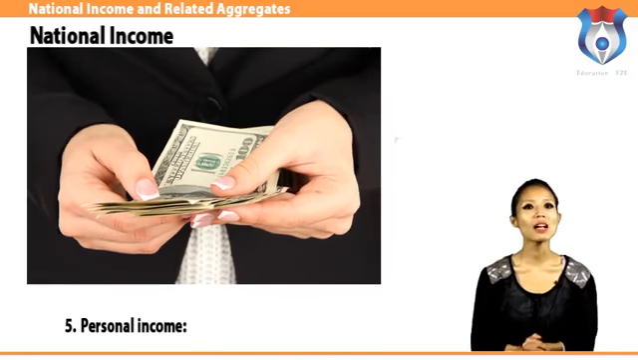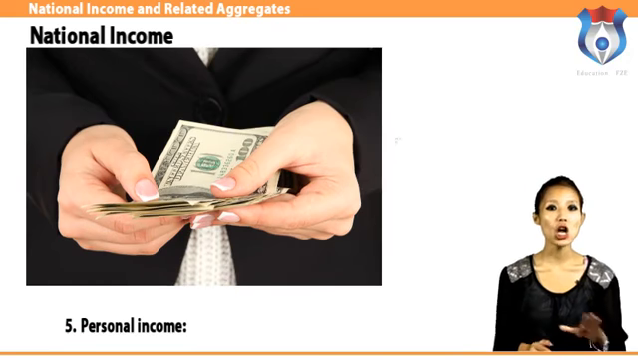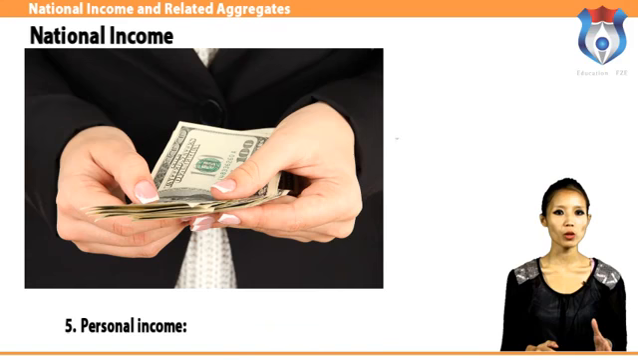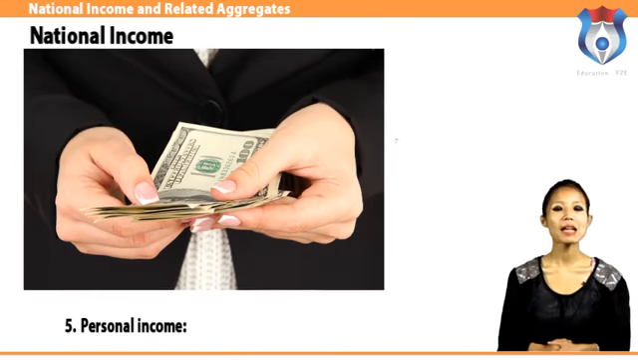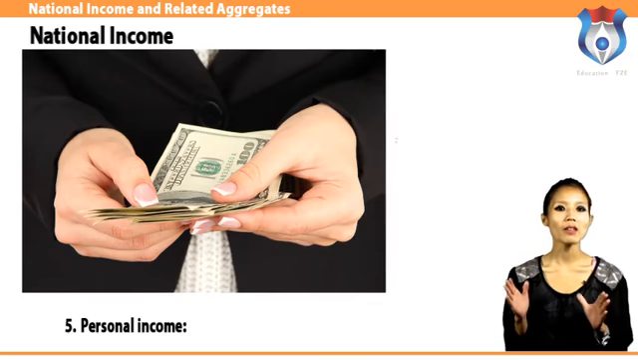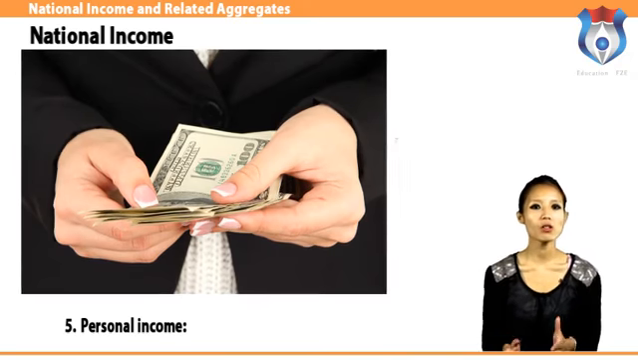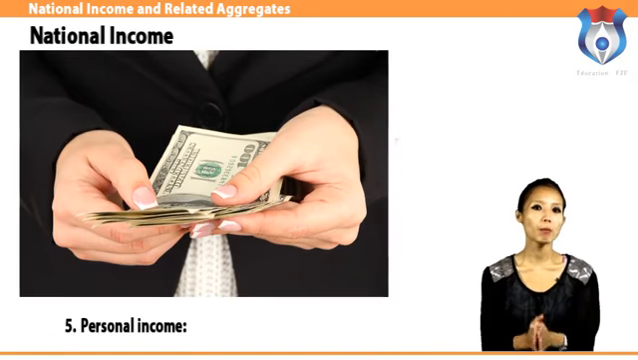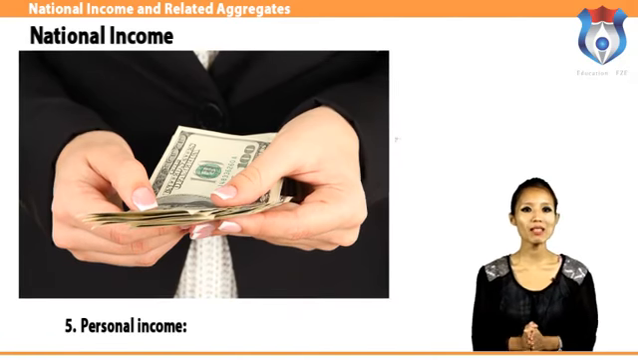In national income, there are some incomes which are earned but not actually received by households, such as social security contributions, corporate income taxes, and undistributed profits. On the other hand, there are income transfer payments which are received but not currently earned, such as old age pensions, unemployment doles, relief payments, etc.